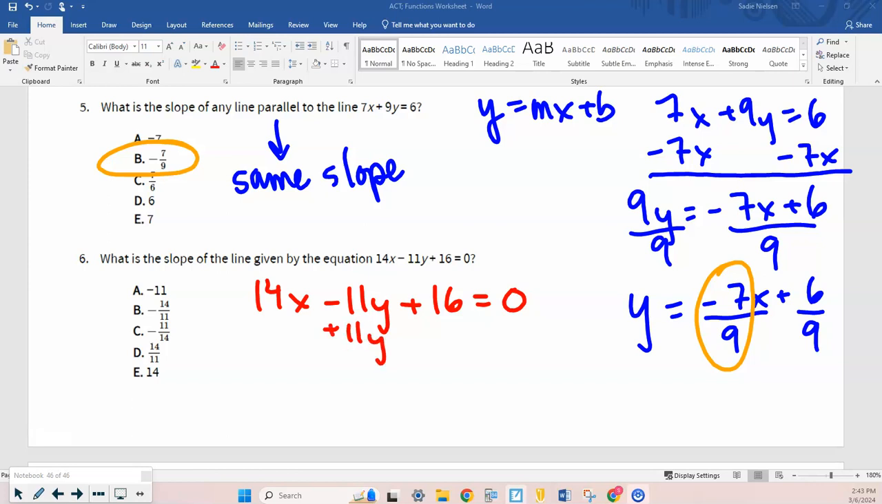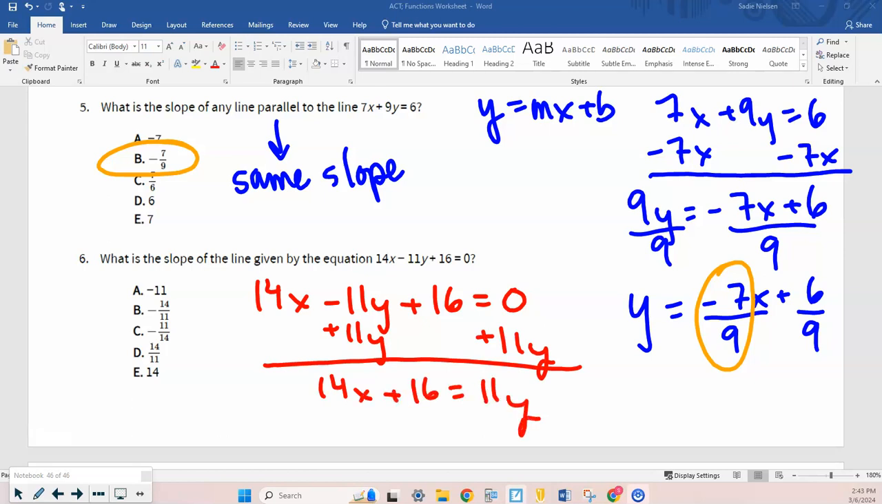I'm gonna do the same thing we talked about on number 4, sorry. I'm gonna add 11y over. So you get 14x plus 16 equals 11y. And then if we divide by 11, that divides this by 11 and this by 11. So the slope is the coefficient. So D, also known as J.